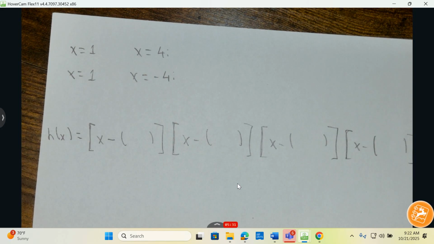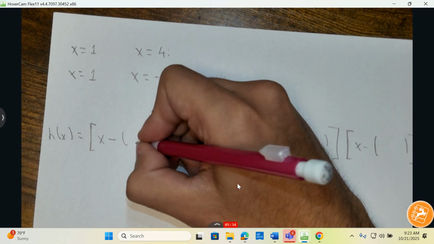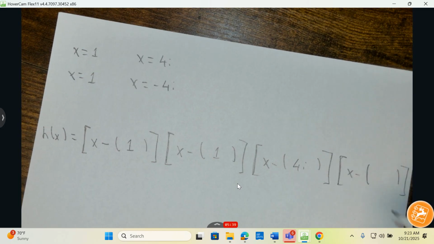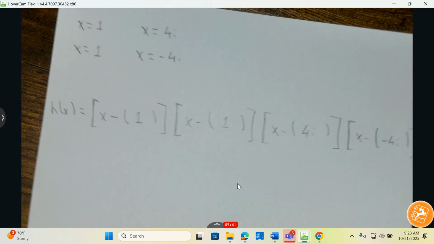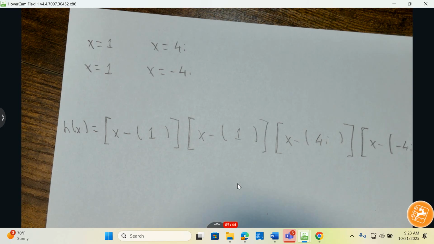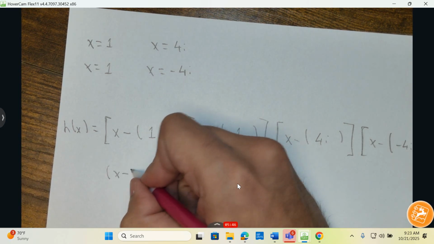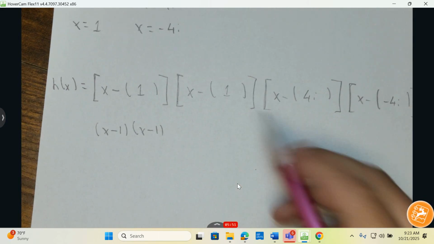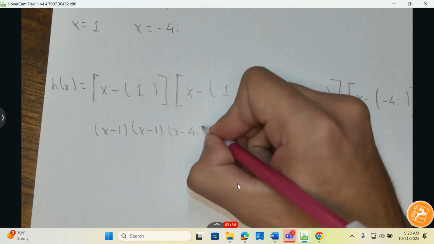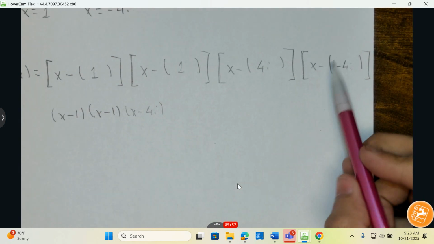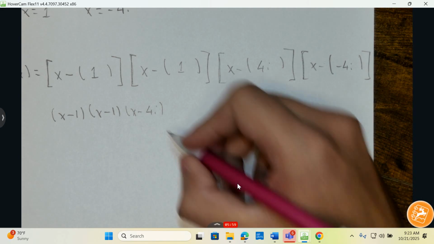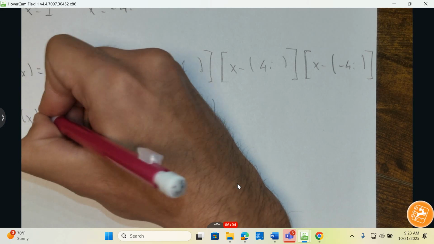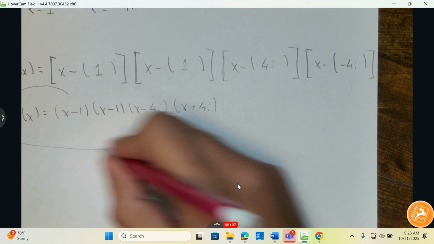Okay, right there. Now we just plug in our answers that we got. So I got a 1, I got another 1, a 4i, and a negative 4i. Once I simplify it, just make it look a little bit nicer, I get x minus 1, then I get another x minus 1, then right here, just x minus 4i, then right there, once I multiply a negative by a negative, you get a positive, so I get x plus 4i. That would be my product right there.